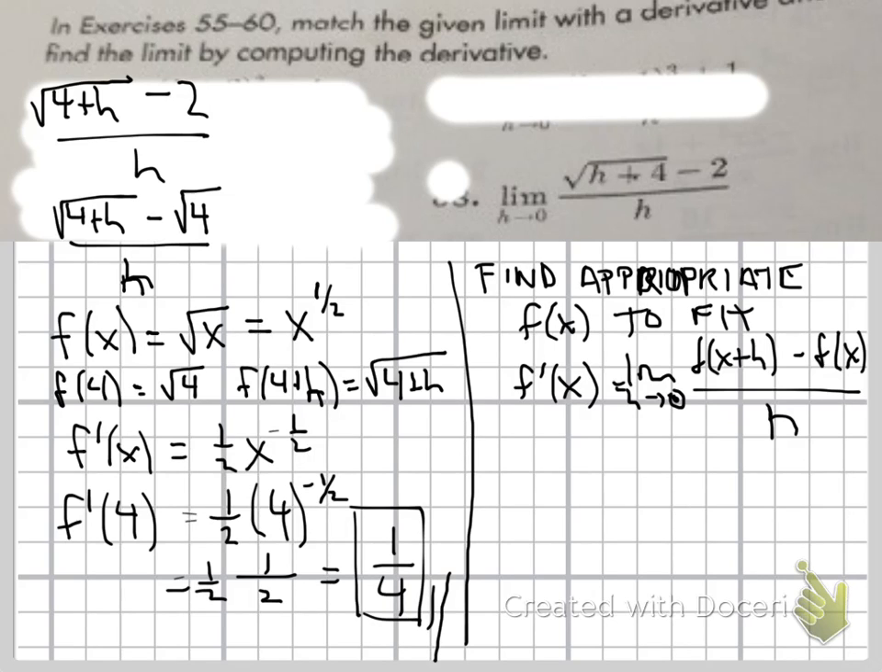and this final answer is 1/4, right? So the key idea here is that basically they're giving us the right side of the expression here, right? The root 4 plus h minus root 4 over h would be essentially the right side of this equation. And then we're taking that to the left side, right? And they're saying, okay, well, if f of x is x to the 1/2, then we can take the derivative, plug in 4, and it will be done.